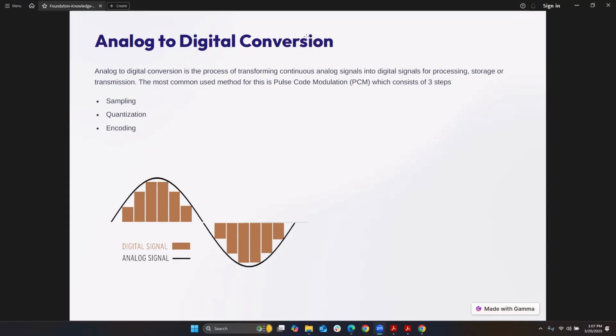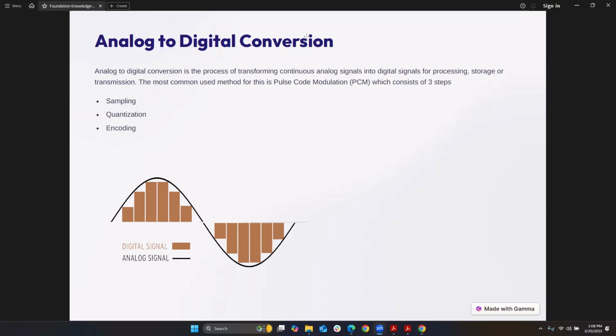The next step is quantization. Once a signal is sampled, each sample value must be converted into a finite set of values. This process is called quantization, where each sample is rounded to the nearest predefined value. Quantization can introduce small errors because the actual sampled value may not match the nearest predefined value.